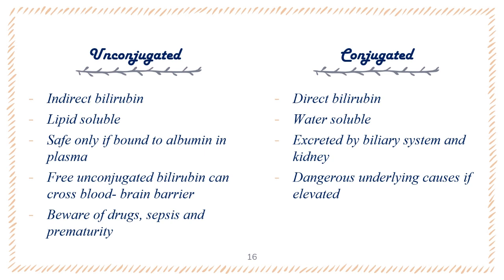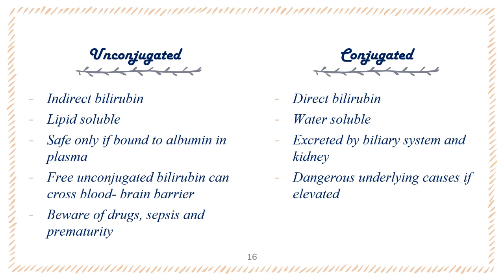So conjugated bilirubin is excreted, as we mentioned, by the biliary system and then the kidney. And it's not dangerous on its own if the conjugated bilirubin is high, but you need to find the cause of the elevation. So if you have a patient with high conjugated bilirubin, you will be worried because you want to know why that bilirubin is high. Let's say there's any number of problems which we'll be discussing later on.